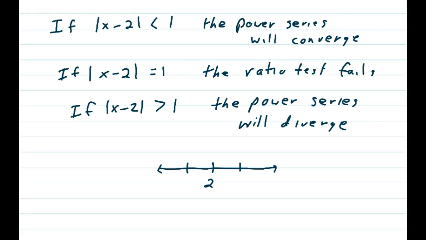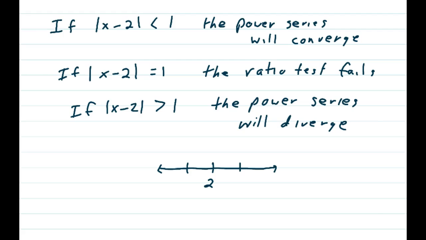So now we know that if the absolute value of x minus 2 is less than 1, the power series will converge. And if the absolute value of x minus 2 is equal to 1, the ratio test would fail and we don't have any idea whether they converge or not. But if the absolute value of x minus 2 is greater than 1, the power series will diverge and we just need to get rid of that.